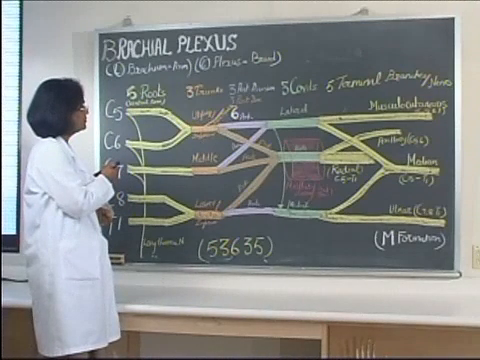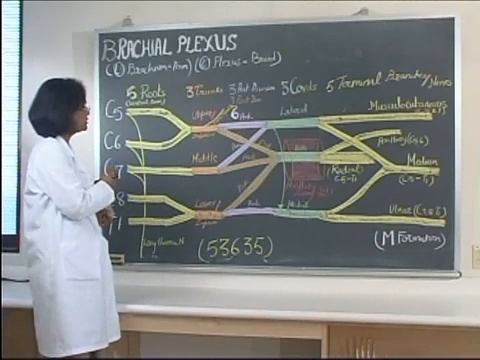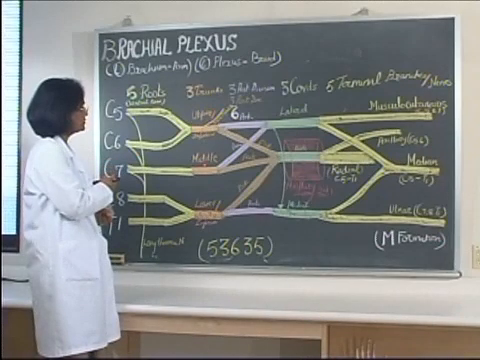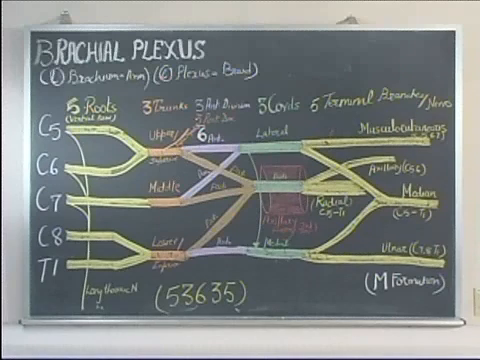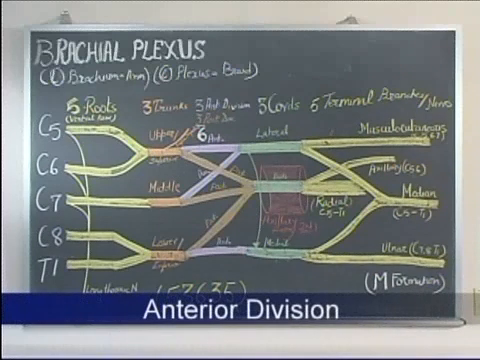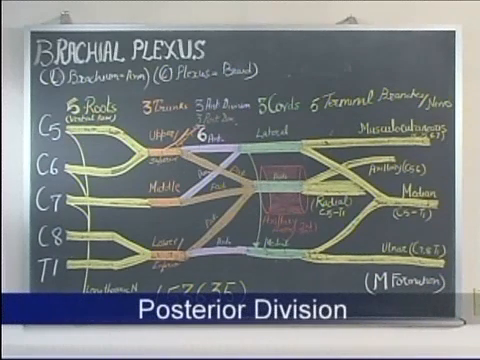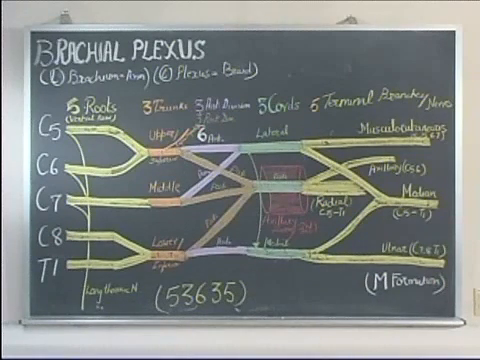Trunks are named according to anatomical position: upper or superior, middle, and inferior or lower. Each trunk then divides into an anterior division and a posterior division. So we get a total of 3 anterior divisions and 3 posterior divisions.